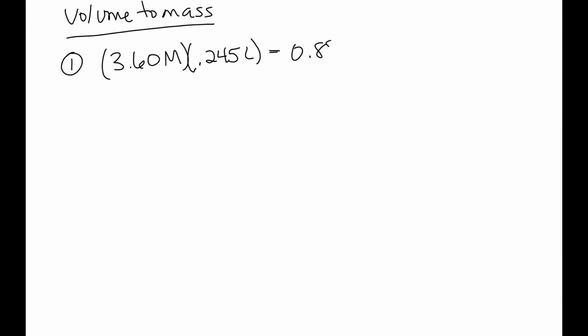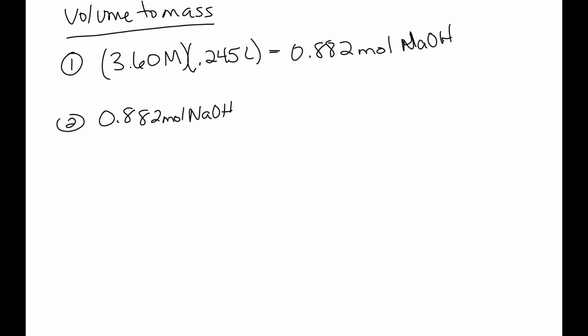When we do a volume to mass, first we have to find moles using the molarity and the volume. So step 1 is 3.60 molar and 0.245 liters to give us 0.882 moles of NaOH. Now this number is what we put into our picket fence. So we got 0.882 moles of NaOH.